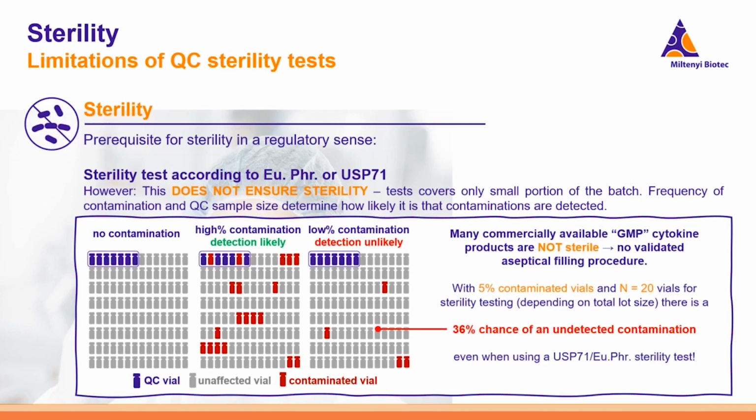Depending on the size of the batch, let's say a couple of thousand vials with 5% contaminated vials, and a QC size of 20 vials for the sterility testing, there might be a chance of nearly one third that the contamination goes unnoticed, even if you use a sterility test from the pharmacopoeia. Because of that, a lot of the GMP cytokines out there actually cannot be considered sterile.